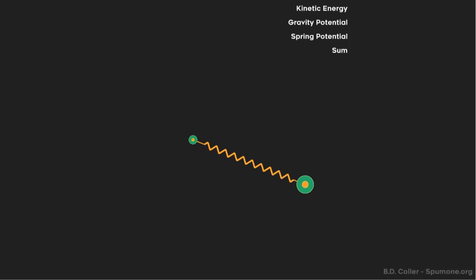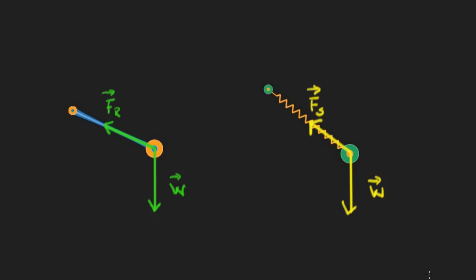If we construct the free body diagram for the springy pendulum mass, we see it has a weight and it also has a spring force. And if you look at it, it looks remarkably similar to the free body diagram of the simple pendulum, right? The only difference is that whereas in the simple pendulum we had a rod force that could be either in compression or tension, in this case we have a spring force that could be in compression or tension.